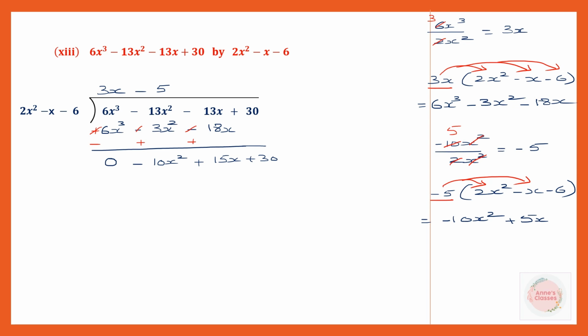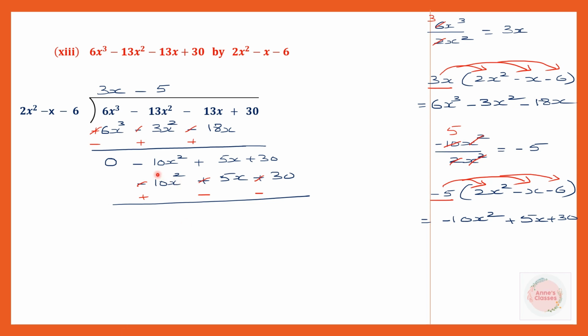Then multiply it with minus 6. Minus into minus is plus. 5 6s are 30. So what we have here, we are going to write it below this. So let's write that. That is minus 10x square plus 5x plus 30. Now we're going to change the signs. So minus becomes plus, plus becomes minus, plus becomes minus.